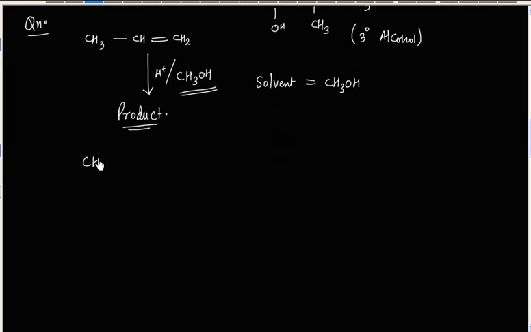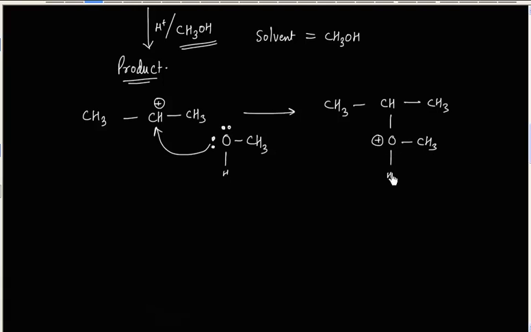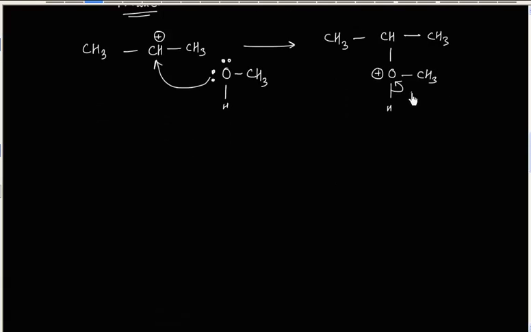So in the first step we will generate the carbocation. In the second step, alcohol molecule will attack because it has lone pair of electrons. So we will have this intermediate, and then we can lose H plus to get the final product. Now this time final product is an ether.